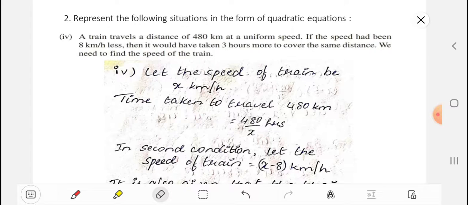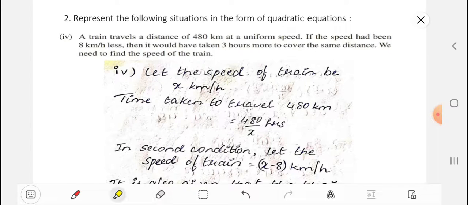A train travels a distance of 480 kilometers at a uniform speed. If the speed had been 8 kilometers per hour less, then it would have taken 3 hours more to cover the same distance. We need to find the speed of the train. Third time, while you're reading, take a pen and paper and note down the details.